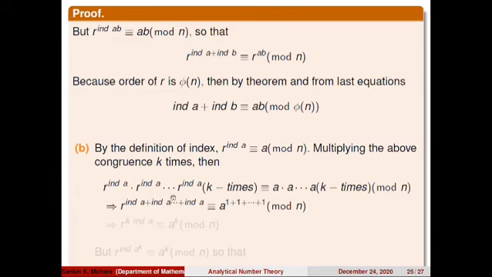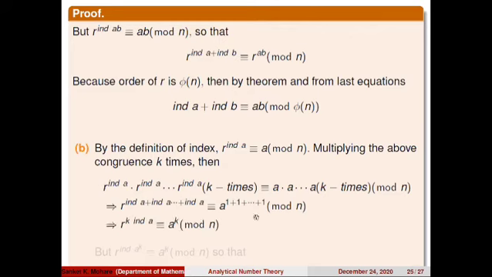If I multiply this k times, then this equation implies r to the power index of a plus index of a plus, and so on, plus index of a. How many times does this addition occur? Up to k times, which is congruent to a into a into a. This implies a to the power 1 plus 1 plus 1, up to k times, modulo n. Is it clear? Yes, sir.